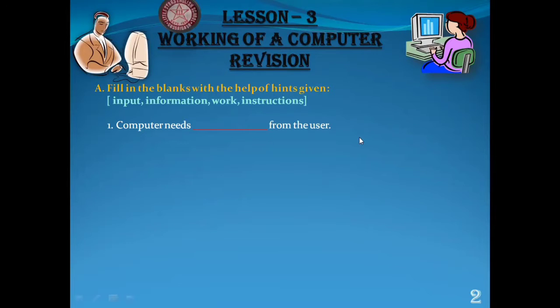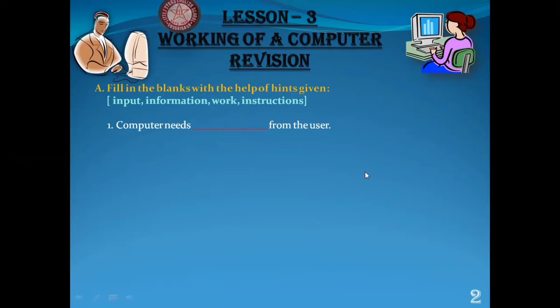Is anyone writing? You can write the answer, no? Here are the options. Which is right, you can write. Input is coming here, or information, work or instruction. Computer needs, which one is right? You have to put the option here. I'll wait for some time. If you are typing, I'll see.